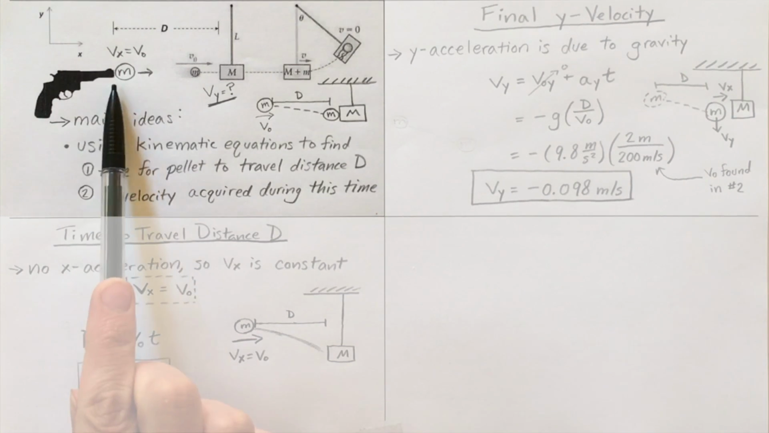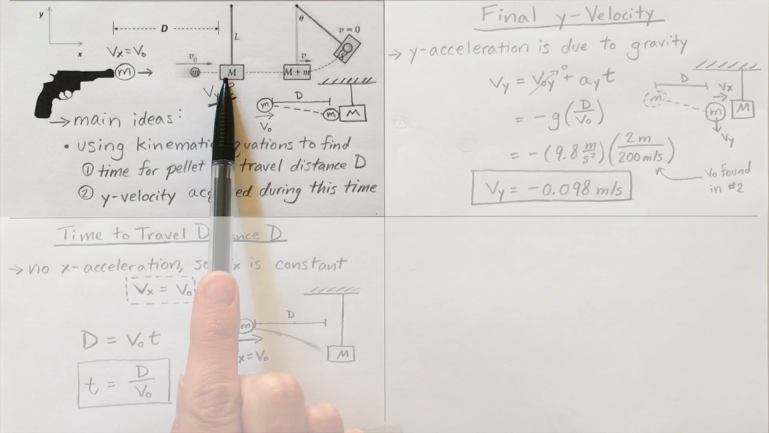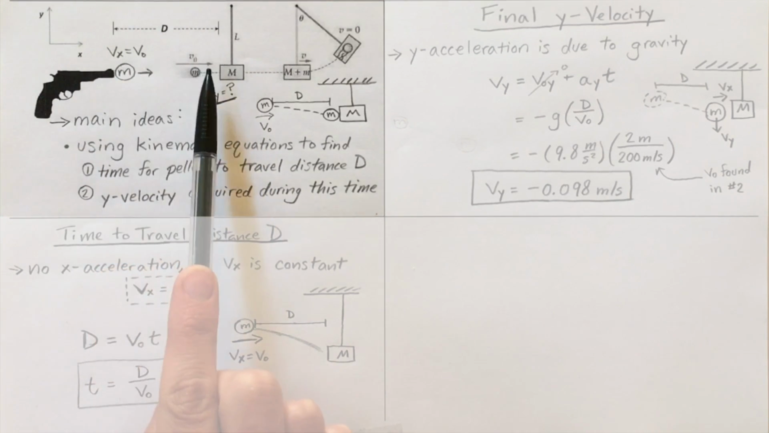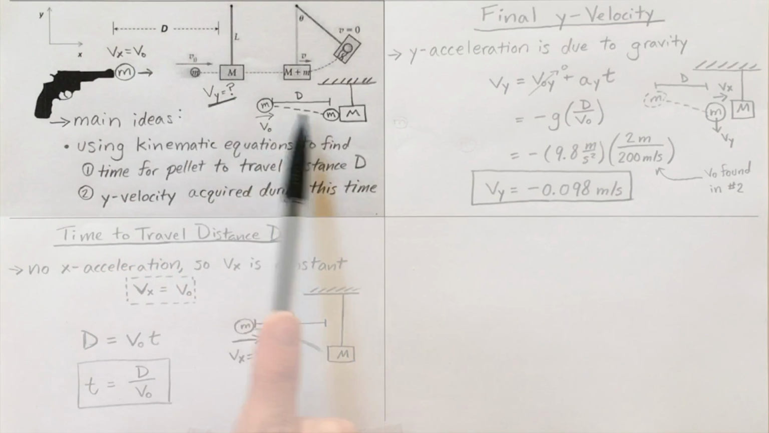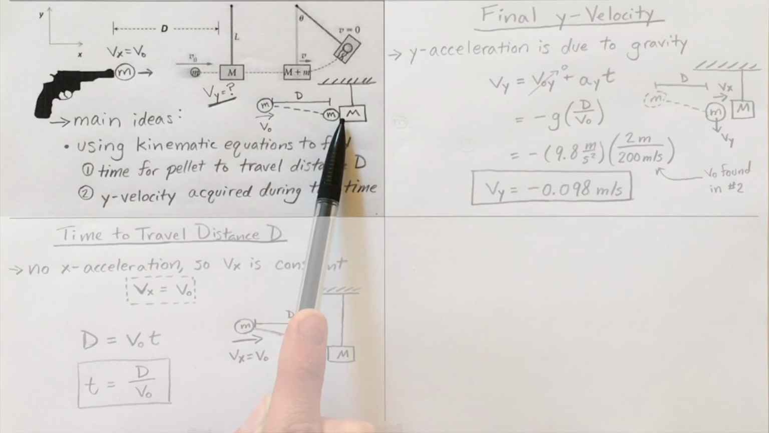After the pellet has been fired from the gun, it must travel a distance d before striking the block. As it travels across this distance, it is accelerated downward by gravity, and our task is to find the y velocity of the pellet right before it hits the block.